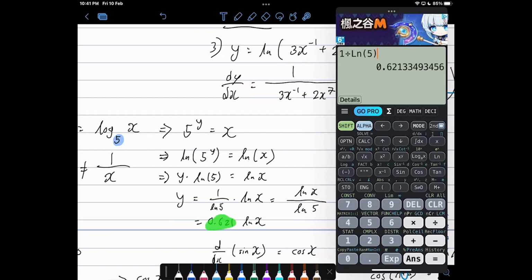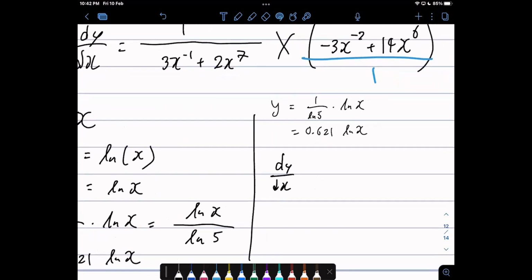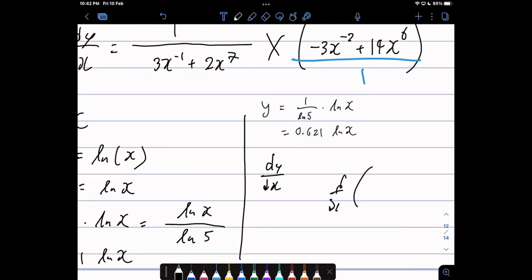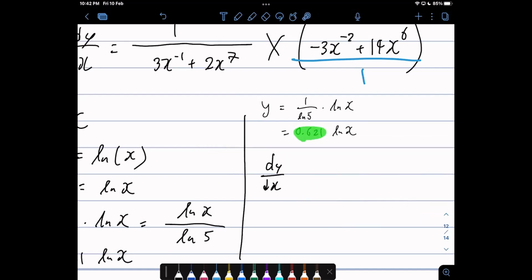What happens when you have a number in front and you want to differentiate? Like differentiate 7x to the power 3. What do you do with the 7? Just factor it out, right? Then after that, you differentiate: 3x squared, 3 times 7 is 21. Of course, here there's a coefficient. Just leave it alone.